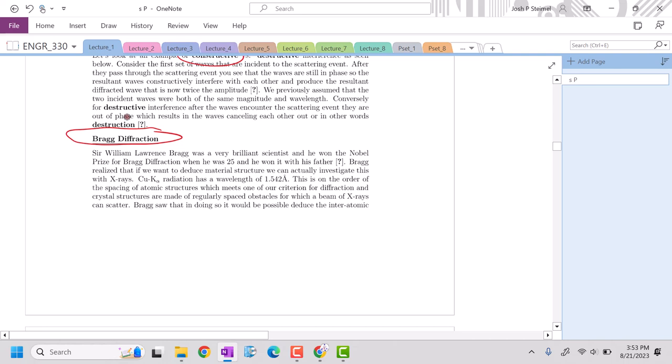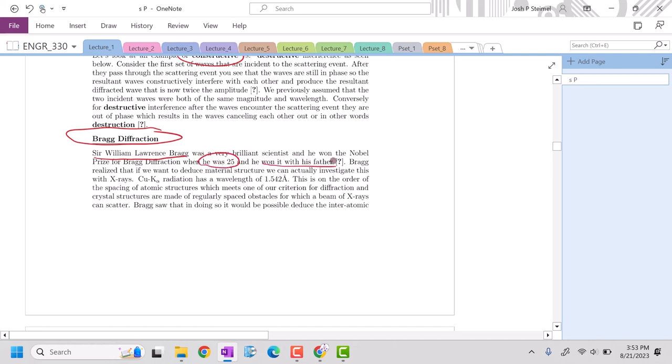This is a record that will never be broken. Sir William Lawrence Bragg, I had a fantastic professor when I was a materials science student, Professor Lynn Hobbs, and Lynn Hobbs was a graduate student of Bragg. A very brilliant man, very influential. I have lots of stories about Professor Hobbs, an amazing person. But anyways, William Bragg won the Nobel Prize when he was 25 and won it with his father. That's never going to be repeated.